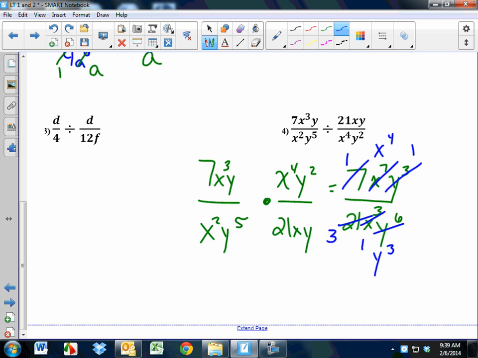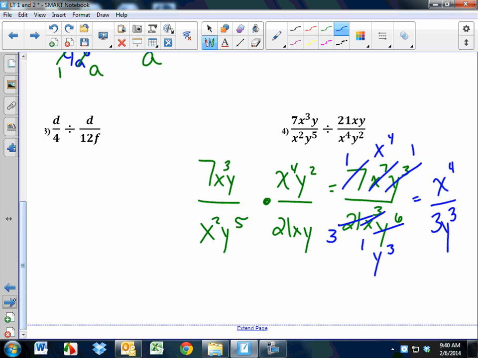I'm not spending a whole lot of time discussing why it reduces to what. If you have trouble with that, come talk to me about it. But that's old material, things that we did in the polynomial unit for monomials. But we are going to get a final answer here of 1 times x to the 4th times 1, so x to the 4th in the numerator, divided by 3 times 1 times y to the 3rd, 3y cubed.